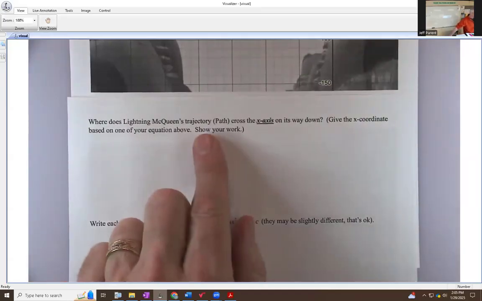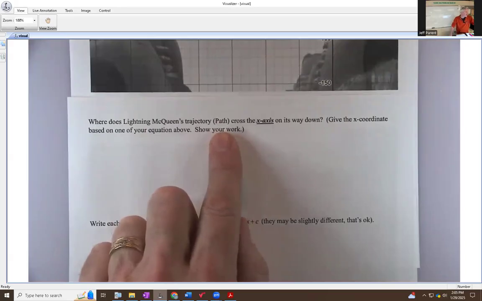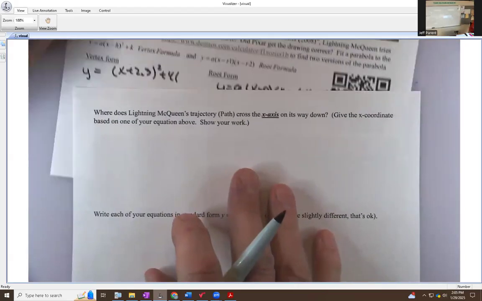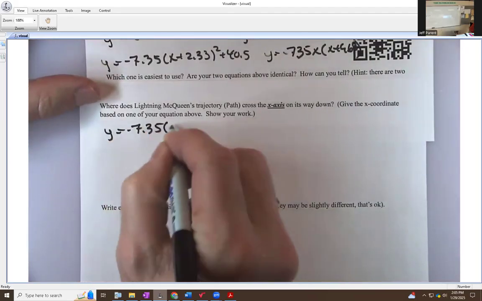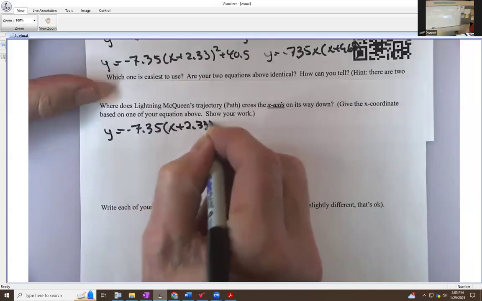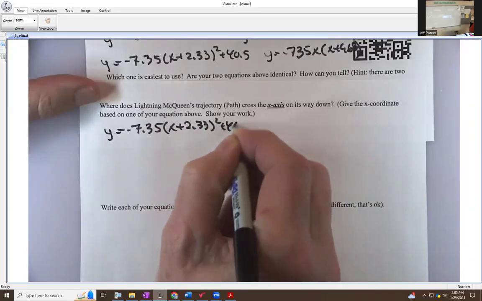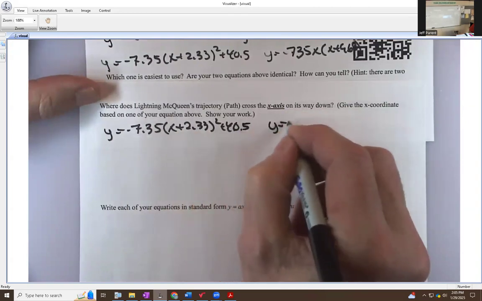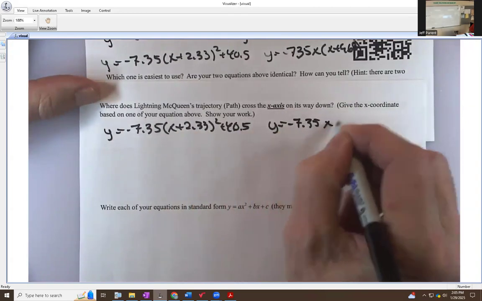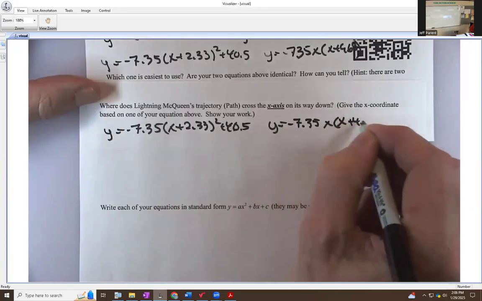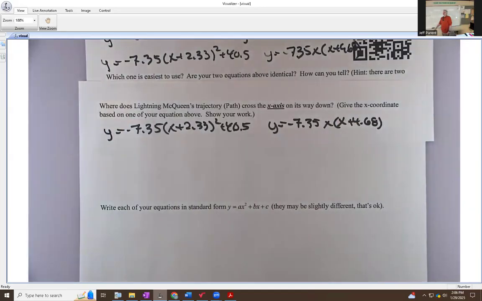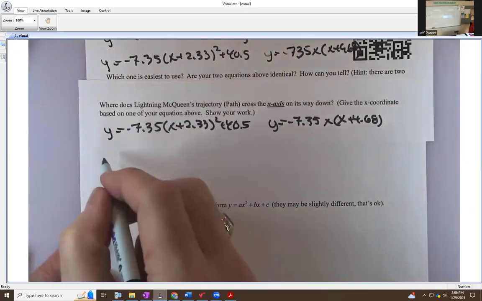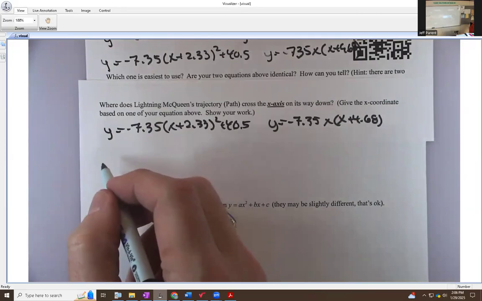What was McQueen's trajectory as it crosses the x-axis? You had a couple different equations here. You could have used either one: y equals negative 7.35 times (x plus 2.35) squared plus 40.5, or y equals negative 7.35 times x times (x plus 4.68). But either way, what happens to Lightning McQueen's y coordinate when it touches the x-axis? What's the y coordinate when it hits the x-axis?